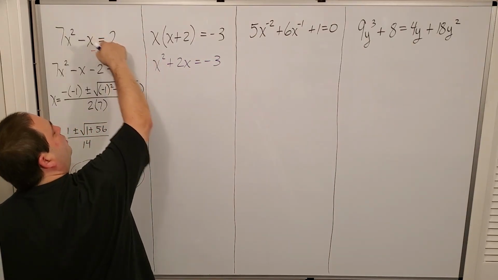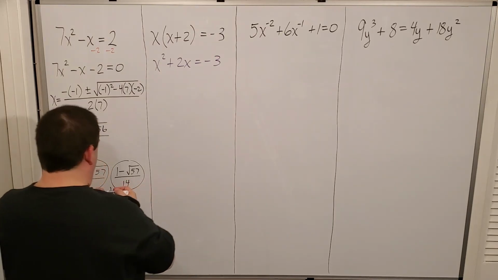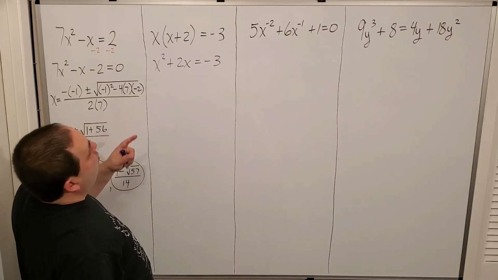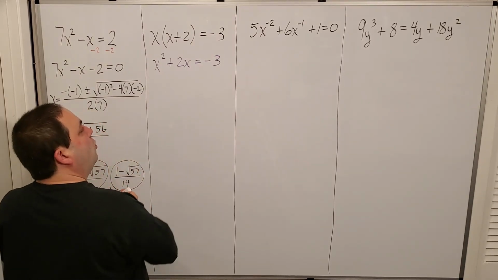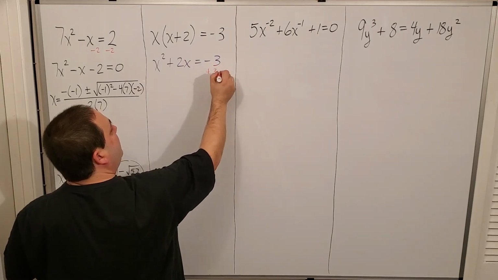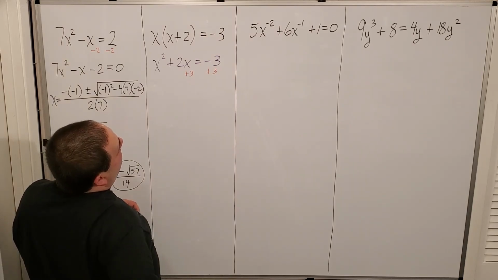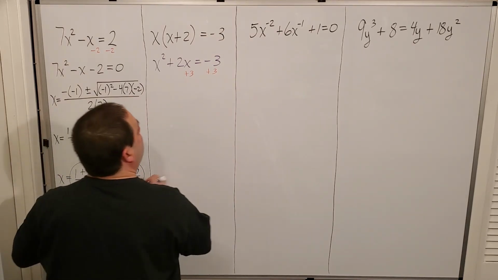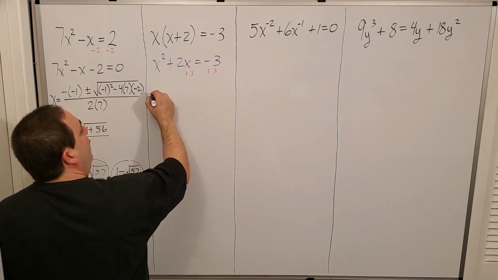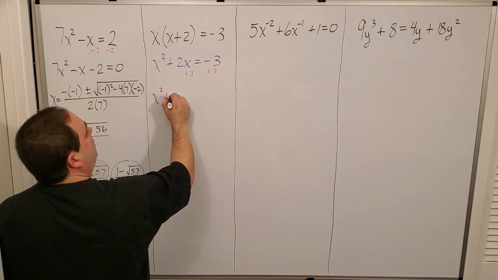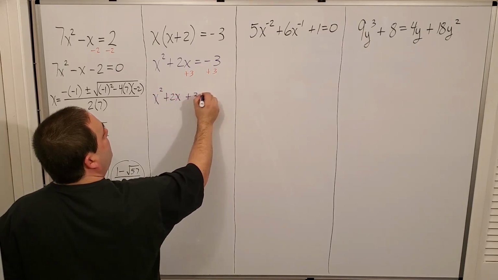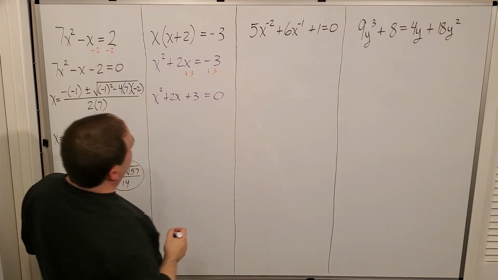And now we're in a similar format as the last question. I want to have it equal to 0. So of course I will start by adding 3 to both sides. I don't have any like terms on the left, so I'll just be writing them together. x squared plus 2x plus 3 is equal to 0.